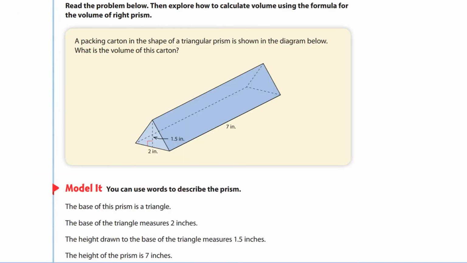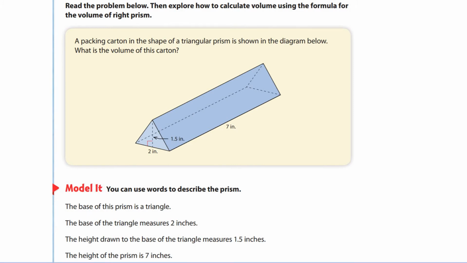Let's read the problem below, then explore how to calculate volume using the formula for the volume of a right prism. A packing carton in the shape of a triangular prism is shown in the diagram below, right here. What is the volume of this carton? Think about that. If you think you can already solve it, great. But we're going to do it step by step. Let's start off with model it.